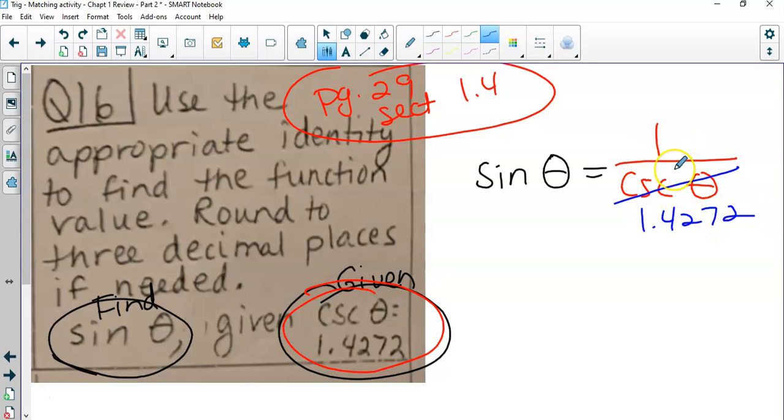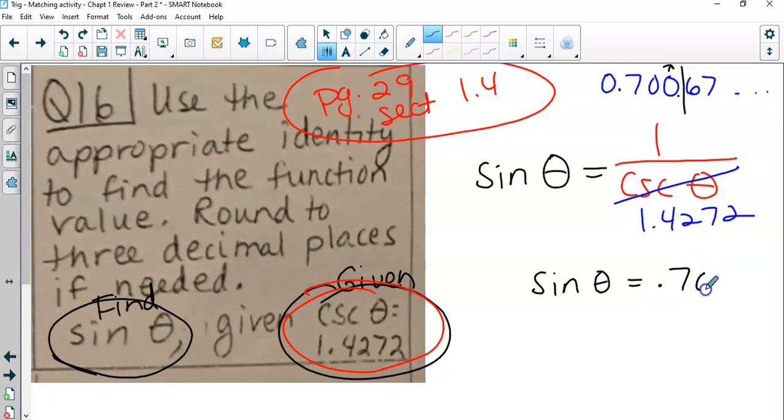If it's a decimal answer, you can just give your answer as a decimal. Okay, now my calculator reads 0.70067 and so on. But the directions say to 3 decimal places if needed. So that means I'm going to round to the thousandths place, and you need to consider that this is a 6, so you're going to have to round this up. So instead of 0.700, you're going to round it to 0.701. That 6 is going to round that up. So the sine of theta equals 0.701.